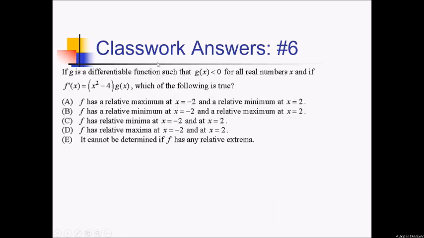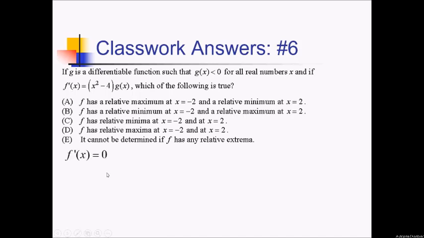For this problem, we have g listed as a differentiable function with g less than 0 for all real numbers, and we're told that f prime of x is x squared minus 4 times this g function. Based off of this, we want to know which is true. So we're asking about the relative mins and maxes of the original f function. Okay. Well, we need to solve for critical values here on f prime.